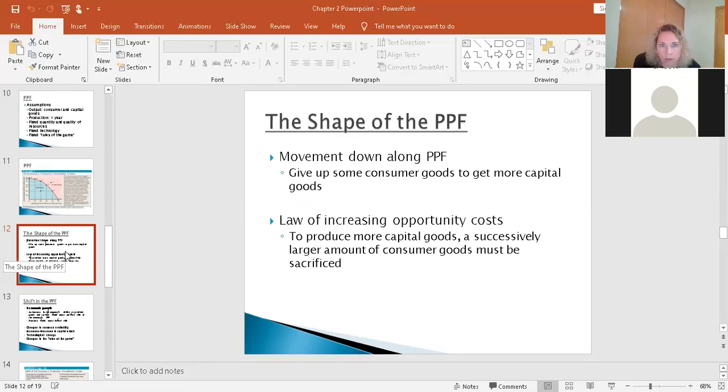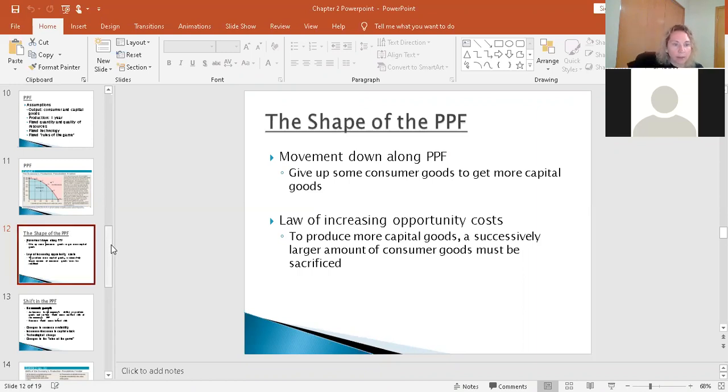So as we work our way down from A to F, what we're going to see is that what we have to give up, that's the opportunity cost, right? It's the next best thing foregone. Well, if you want to produce more capital goods, what you're foregoing is consumer goods and vice versa. That you have to give up more and more and more as you move from point A to point B, B to C, C to D, so on and so forth, okay?